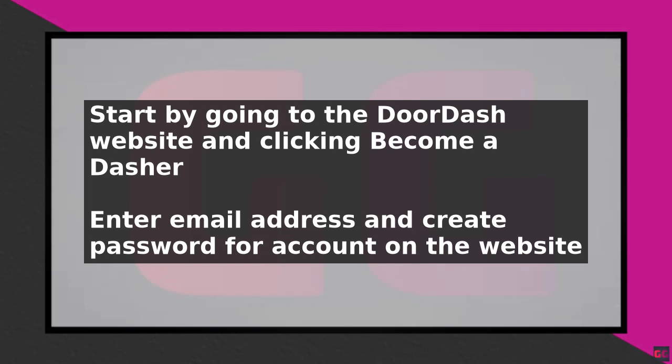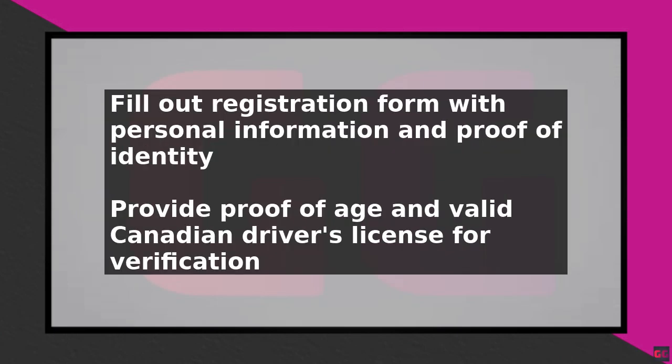Next, fill out the registration form with your personal information, including your name, date of birth, and phone number. You will also need to provide proof of identity and age, such as a driver's license or passport. After completing the registration form, you will be asked to add your vehicle information, including the make, model, and year of your vehicle. You will also need to provide proof of insurance and a valid Canadian driver's license.